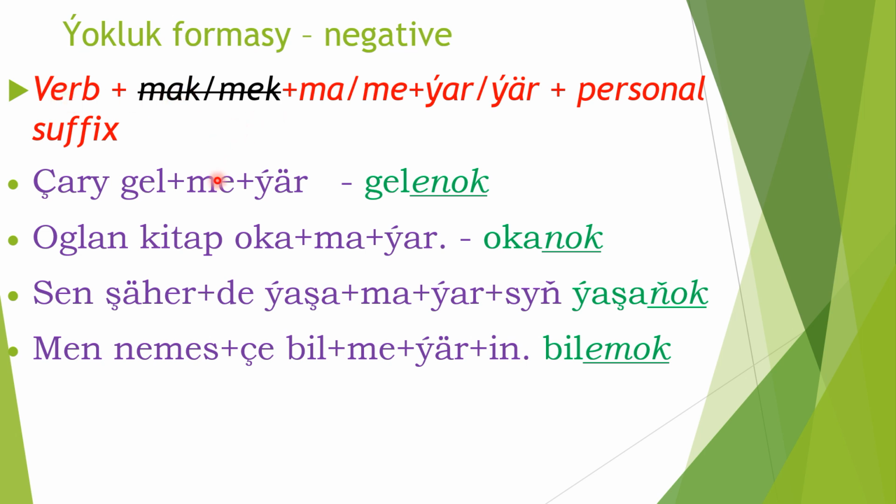Okay. Yokluk formatı, the negative. As I said, we make it with me, yar, and personal suffix. So we remove mak or mek. Çağrı is the name of the boy. Gel, come. Me is a negative. Yer is yar. Çağrı gelmeyer. Çağrı doesn't come or is not coming. Çağrı gelenok is the spoken form. Oğlan kitap okumayar. Oğlan kitap okanok.